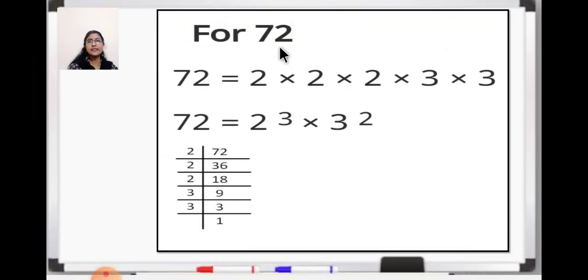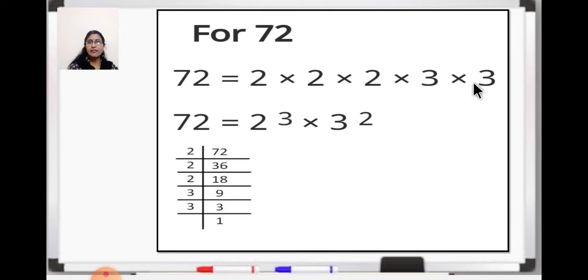Now let us take one more example. Suppose this number is given, 72. So this also we can write as prime factors in this way. 2 36s are 72, then 2 18s are 36, 2 9s are 18, then 3 3s are 9, and 3 1s are 3. You can see these are all prime numbers, so we will write them in the form of multiplication. They are multiplied because when you multiply all these numbers, you will get 72.